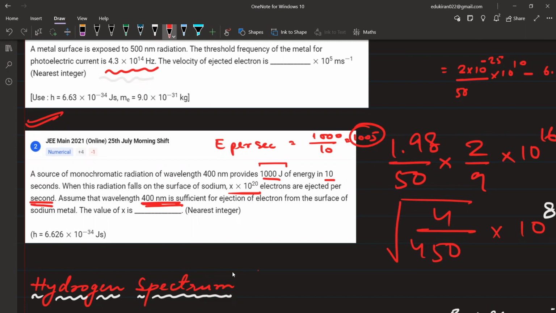See here, a source of monochromatic radiation of wavelength 400 nanometer provides 1000 joules of energy in 10 seconds. Okay. Yes, sir. So 400 nanometer is your wavelength, and 400 nanometer is enough to eject the electron, correct? Okay, sir. So it means there is no kinetic energy. There is no kinetic energy, only ejection is there. Okay, sir.